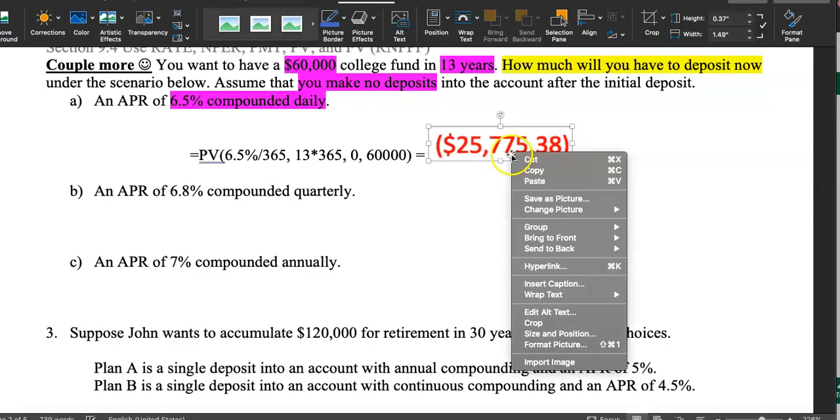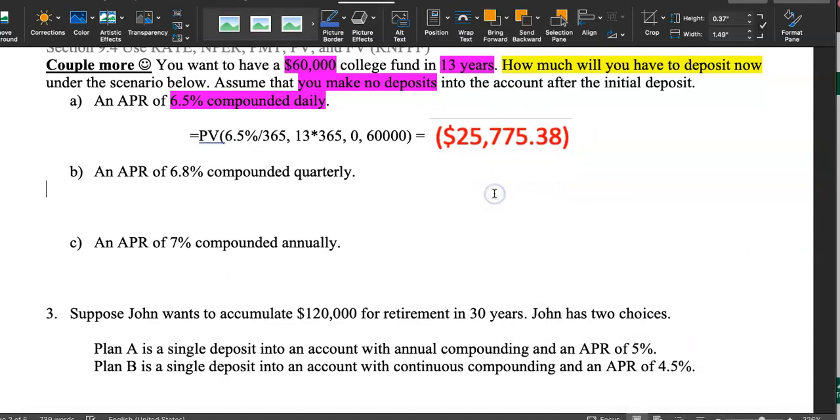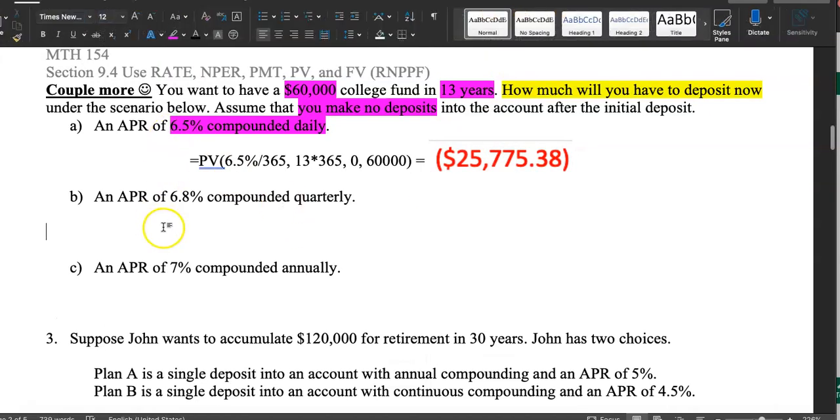Oopsies, I see my text is flipping. So, we got the answer. Let's do 2 more, okay? Now, next one, APR of 6.8% compounded quarterly. Okay, so I'm going to go ahead and say equal sign PV, 6.8%, but this is compounded quarterly. So what should you divide this by? Divide by 4, because we have 4 quarters in a year, comma.